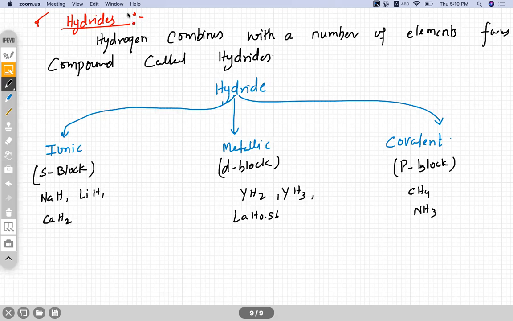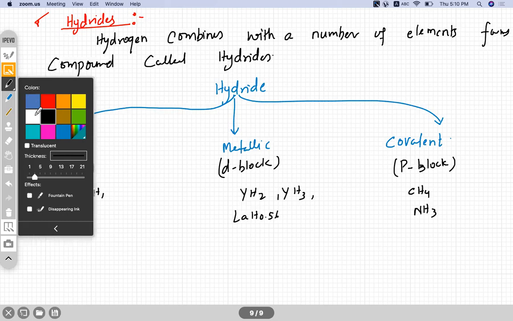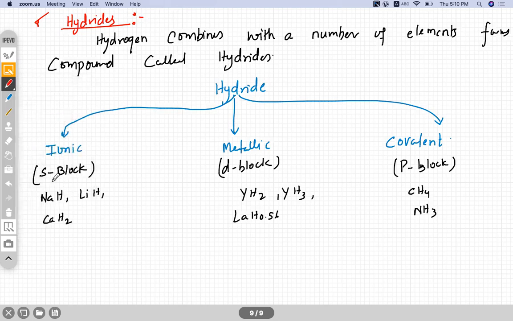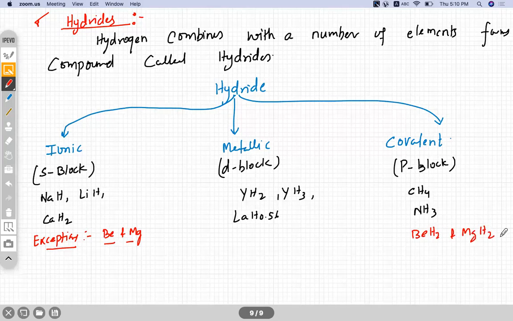Correct. Now in this we have one exception. Exception is what? All S block elements form ionic hydrides except beryllium and magnesium. Beryllium and magnesium form covalent hydrides, BeH2 and MgH2. We'll have the examples here.